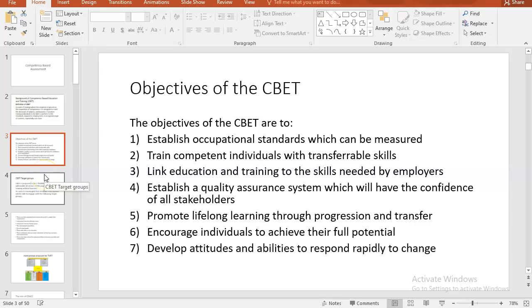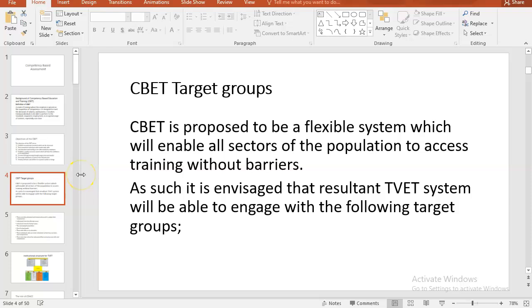The next thing we will be talking about today is about target groups. That is the CBET target groups. Which groups is this new curriculum targeting? CBET is proposed to be a flexible system which will enable all sectors of the population to access training without barriers. All of the CBET is just is flexible. That is, it is considering inclusivity. That is, both gender and the disadvantaged groups are also being considered in CBET.